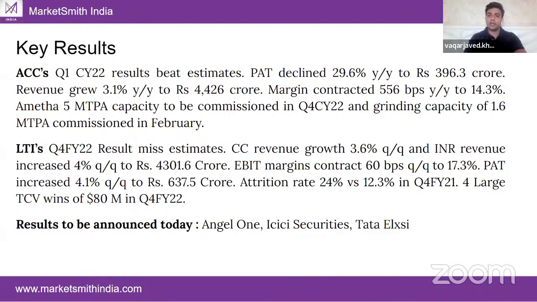So an attrition rate of 24% is pretty in line with what even the industry is facing. If we look at results from TCS and Infosys, TCS attrition was around 17 odd percent, and Infosys was in the range of 20-22%. So even LTI's attrition rate is in that range itself, and the IT industry as a whole is facing issues with the attrition rate, which can easily be seen in the contracting EBIT margins as well.